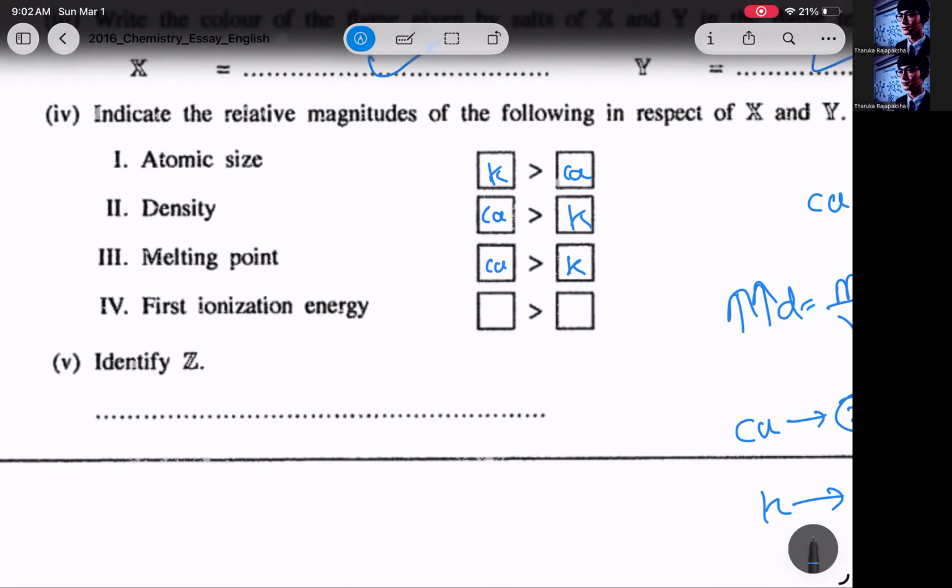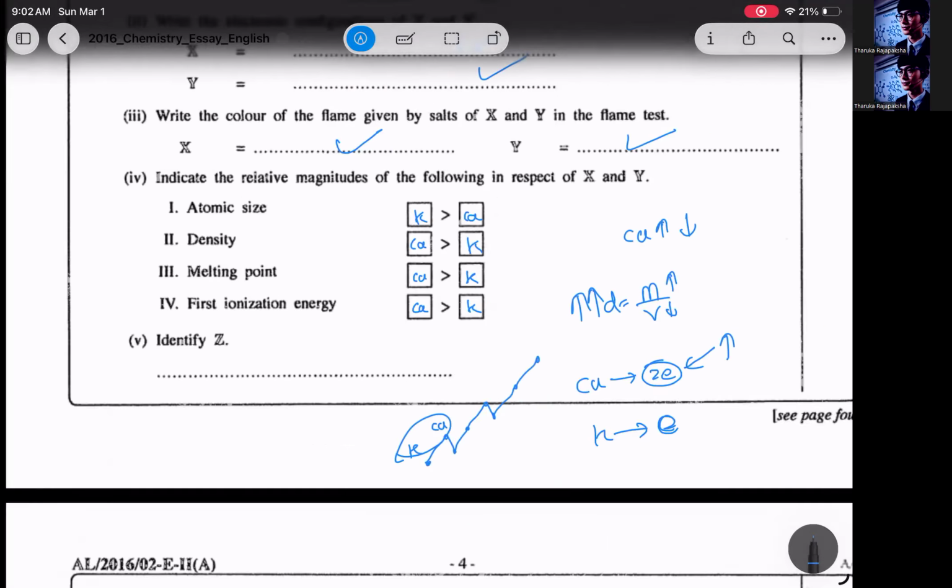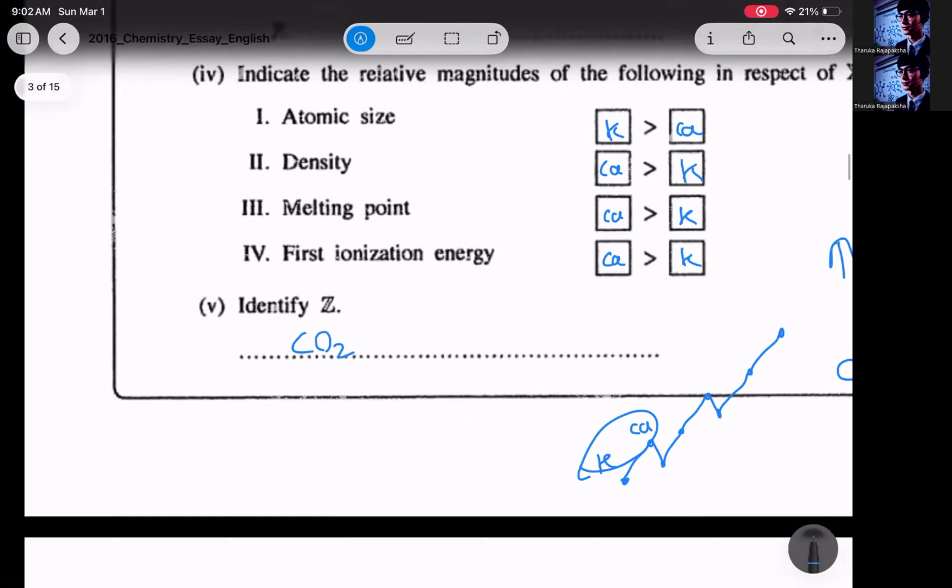Then the first ionization energy. Calcium, of course, has a larger first ionization energy than potassium. It varies like this. So potassium, calcium goes like this. Identify Z. Z is carbon dioxide.